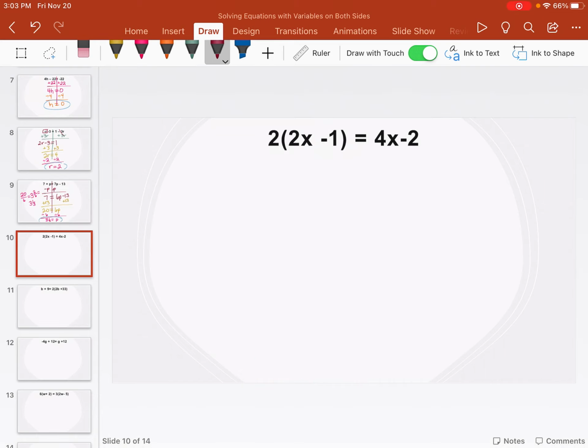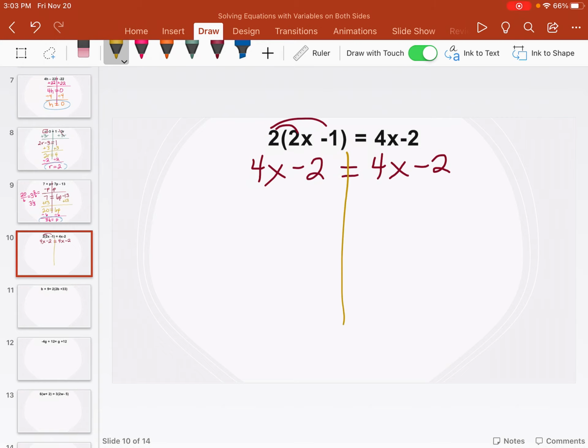All right, for this one, we do need to do the distributive property. So distribute. 2 times 2x is 4x. 2 times 1 is 2, so minus 2 equals 4x minus 2. Okay, go ahead and move that variable over. So minus 4x, minus 4x. 4x minus 4x, those cancel. I get -2. On the other side, 4x minus 4x, those cancel.